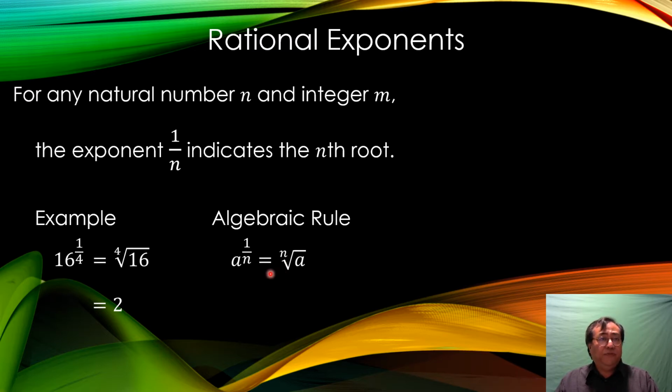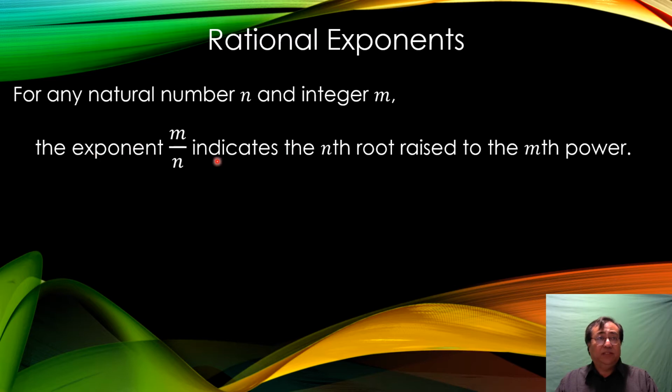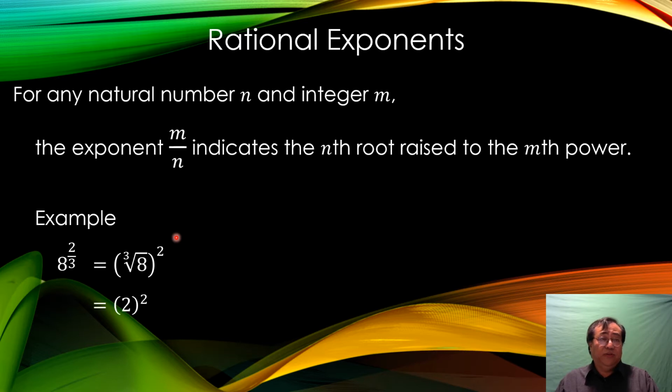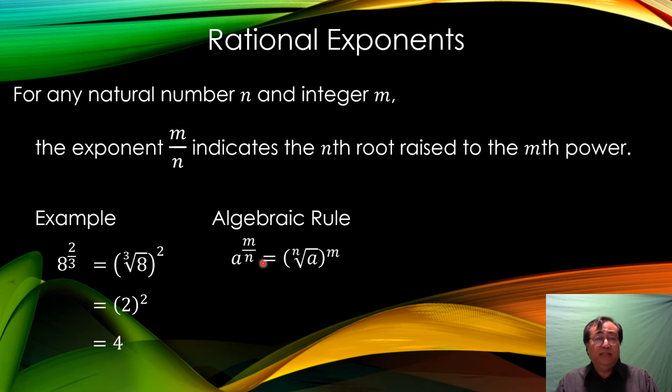Alright, now what if there's an exponent on there? And that's what this is. The exponent m over n, right? In the last one, there was a 1 on top, so in this row, we're saying it's not a 1 on top, it's some other number. So like here, this is 8 to the 2/3. That's the same thing as cube root of 8 to the second power. Okay, and we know what cube root of 8 is, it's 2. And then you can square the 2. So here's the algebraic rule. a to the m over n is equal to the nth root of a raised to the m power.